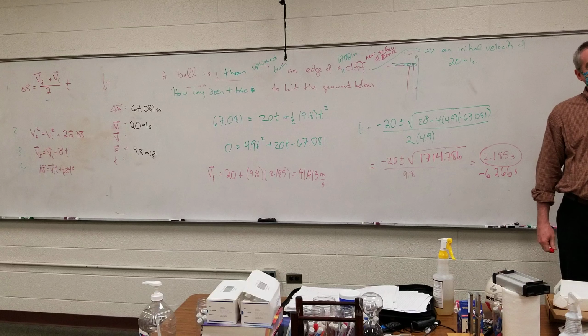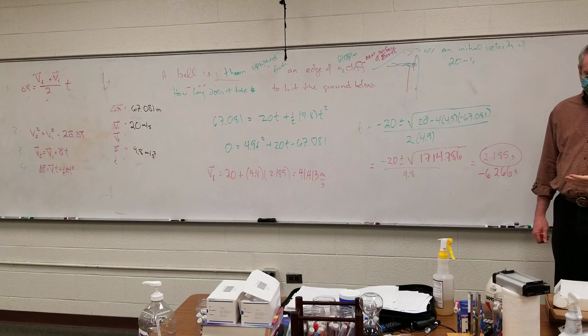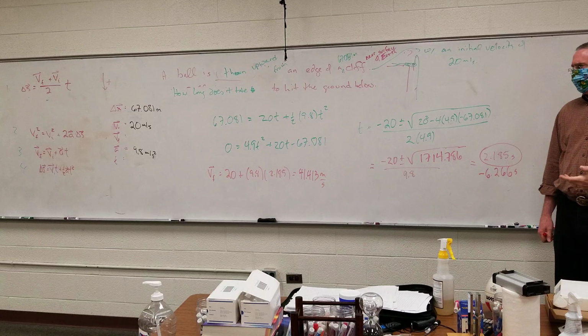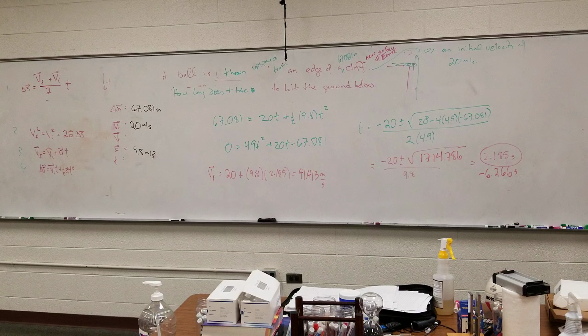So when you get on a test and you get an answer like that, ideally you look at that and go, wait, that doesn't make any sense. It can't be going faster than it was initially thrown when you throw it upwards. So then you'll go back and try to figure out where the mistake is. So where is the mistake? The sign on the acceleration?